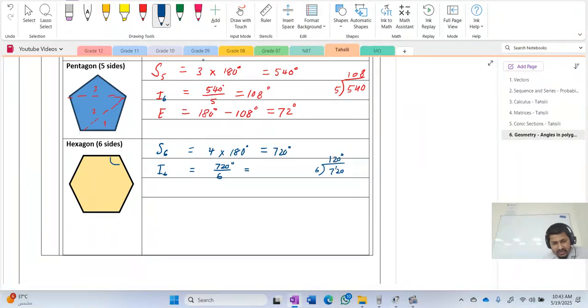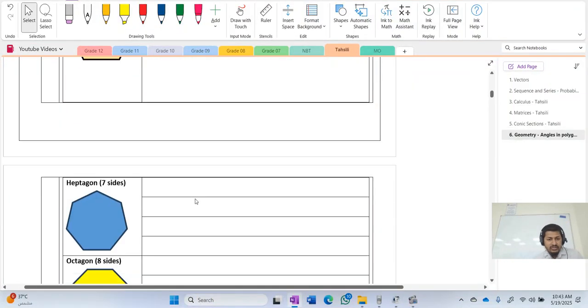So the exterior angle of a regular 6-sided polygon, which is a hexagon, is 180 minus 120, which is basically equal to 60 degrees. Now I'm not going to go on because you must have figured out the formula by now. So let's use the formula to solve.